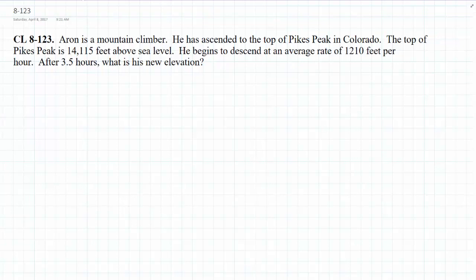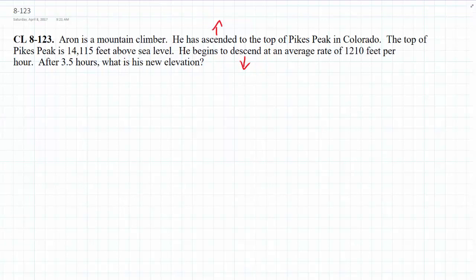Okay, so let's make sure we understand some of the words first. Ascend means, again, like I said, he went up. Ascend means to go up. He went up to the top of Pikes Peak. Descend is the opposite, and I'm sure you guys are aware that means he's going down. So he's already at the top.